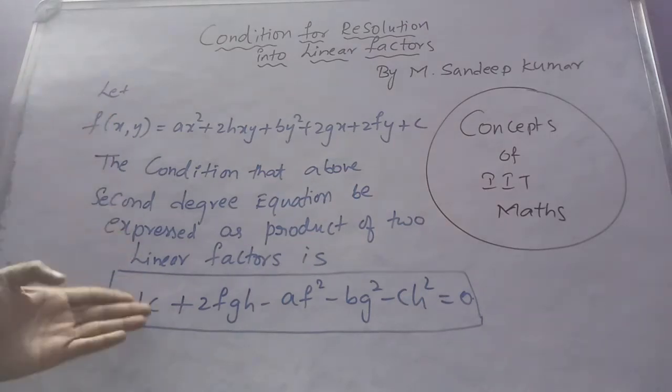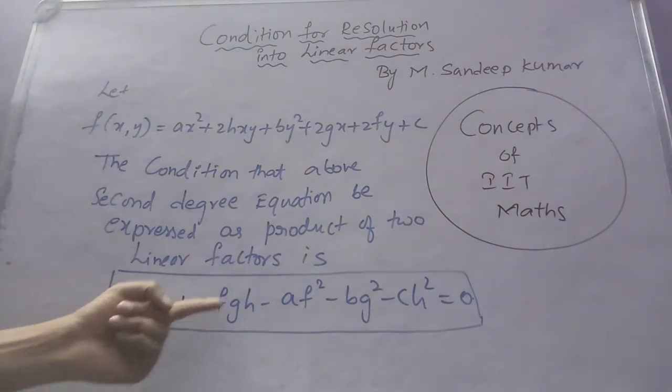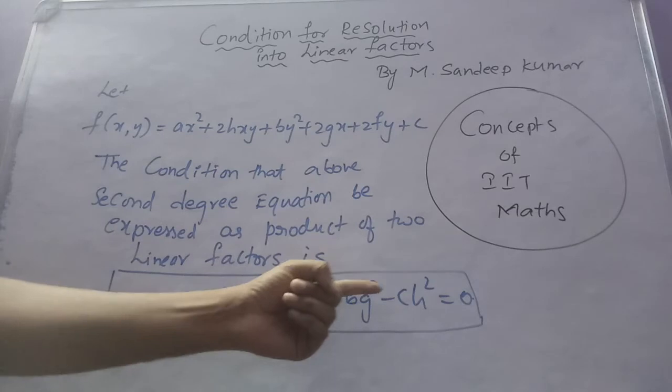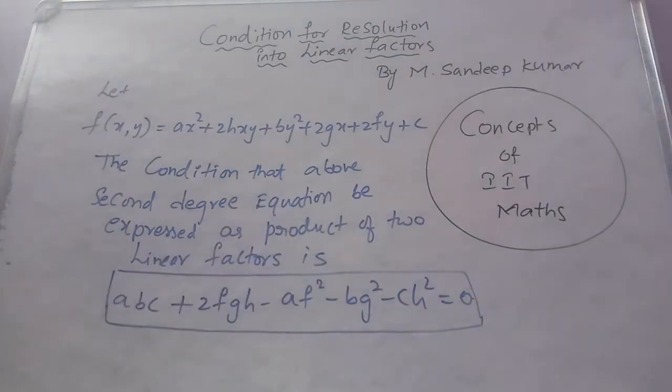Of course, that condition is this: ABC plus 2FGH minus AF square minus BG square minus CH square is equal to 0. This is the required condition. So in this video, first let us see how to derive this condition. Concepts are always important. They will guide us to solve so many different problems, right? So we will see how to derive this condition, and after that we will see an application problem.